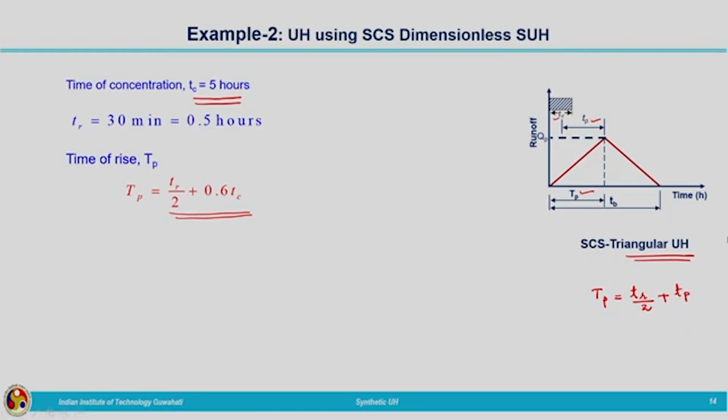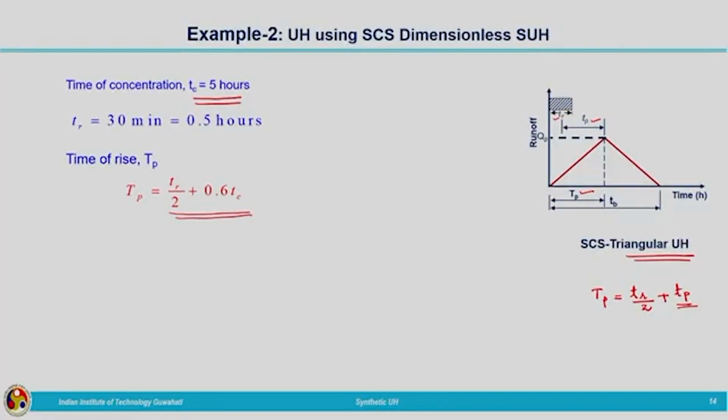So, this basin lag is approximated by 0.6 Tc. From the experimental studies, it is found that basin lag is approximately equal to 0.6 times the time of concentration. So, if Tp is 0.6 times time of concentration, that plus half of the effective duration will give us the time to peak or time of rising. Now, by making use of this, TR is known to us, Tc is known to us, we can calculate the time to peak or time of rise, that is coming out to be 3.25 hours.